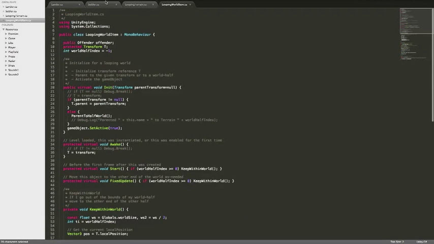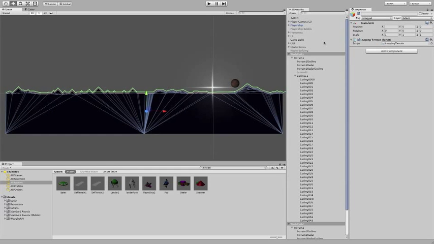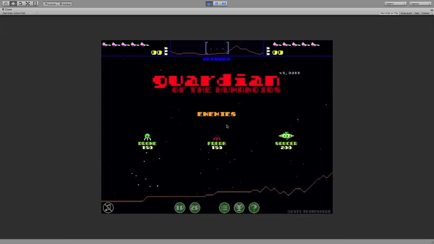So that's the essence of all the work I've done to make this landscape work and to make the game playfield work. Put it all together, and you have something which very much resembles a Defender-like game.